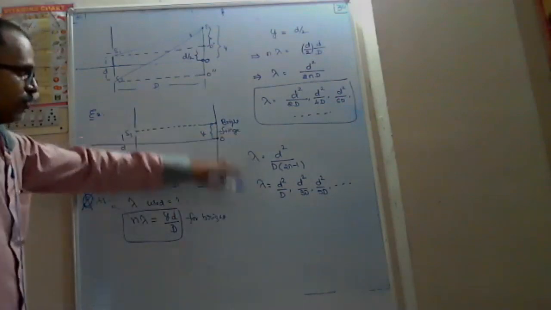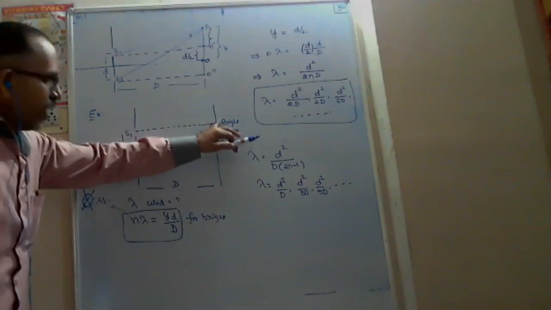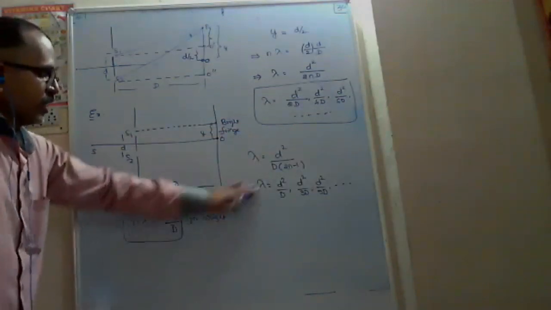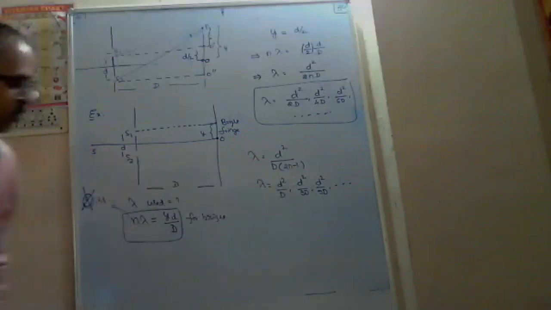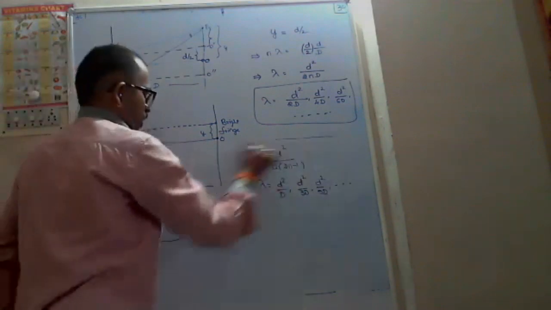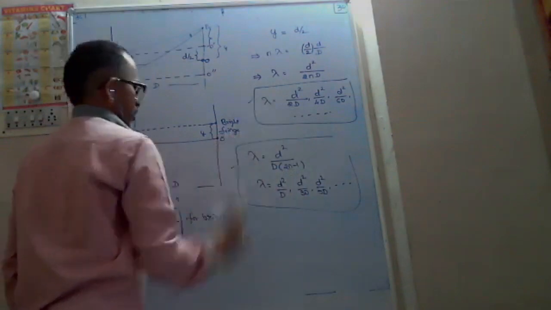So when in front of dark, lambda is equal to the equation, and the possible wavelengths are d square by D, d square by 3D, d square by 5D, and so on. This is for dark, and that is for bright.